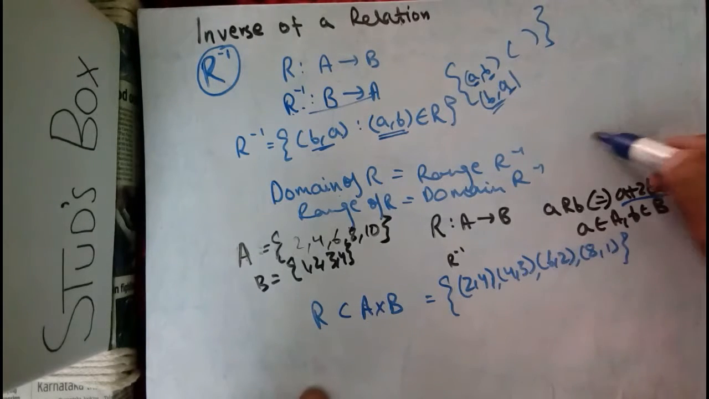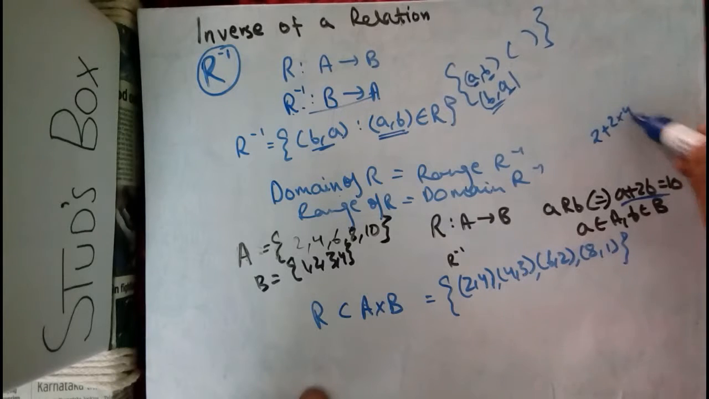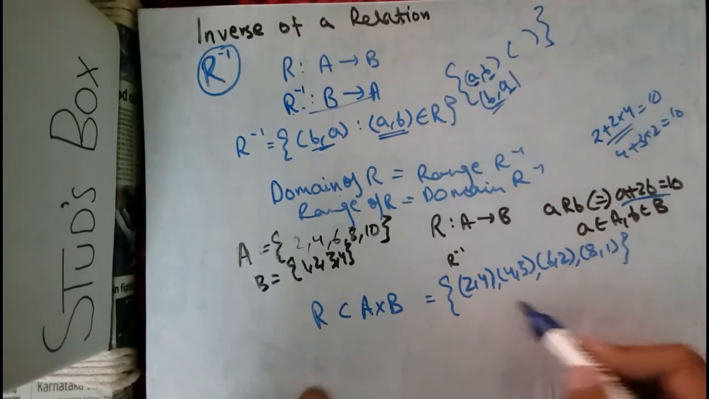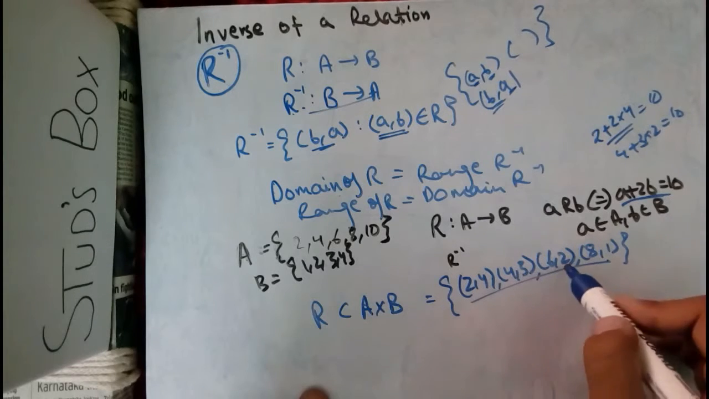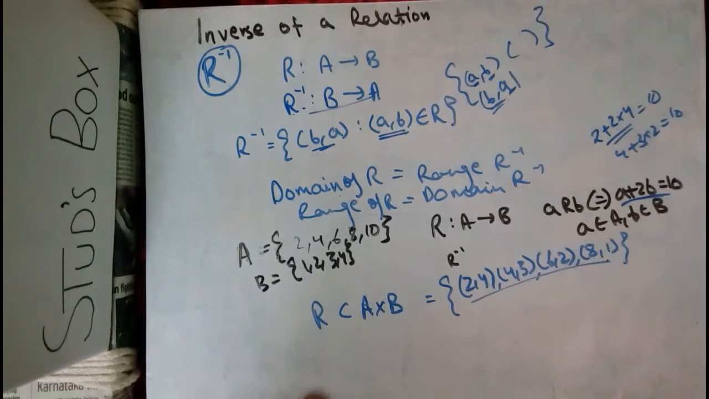2 + 2 times 4 will be equal to 10. Same with 4 + 3 times 2 will be equal to 10, and with all this, our relation will be {(2, 4), (4, 3), (6, 2), (8, 1)}.